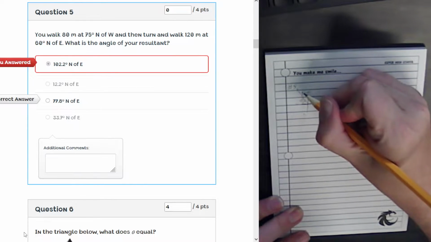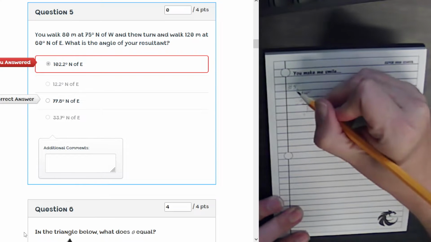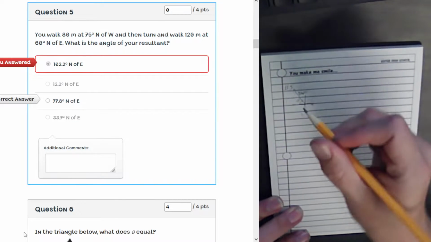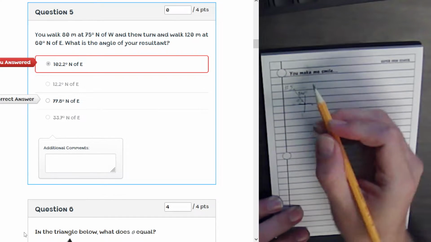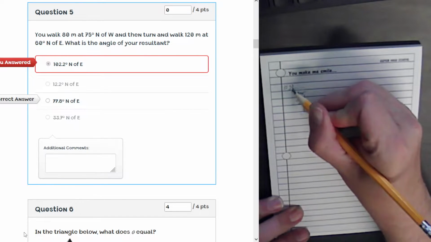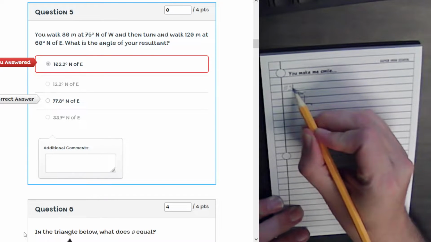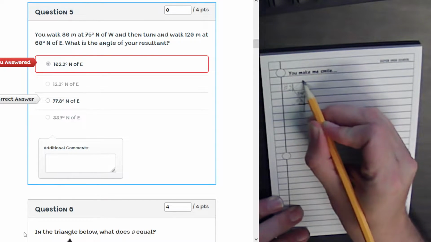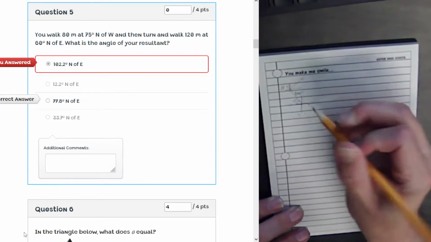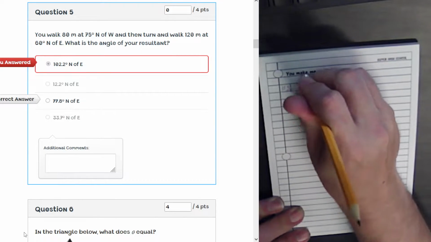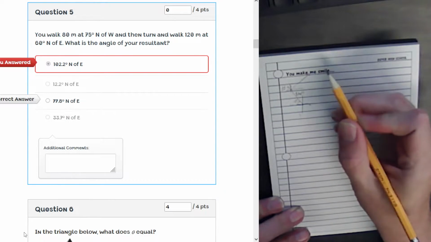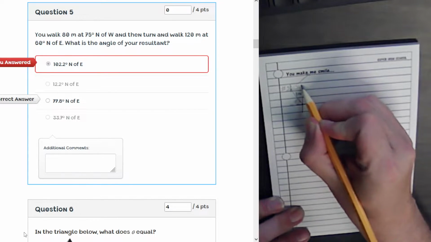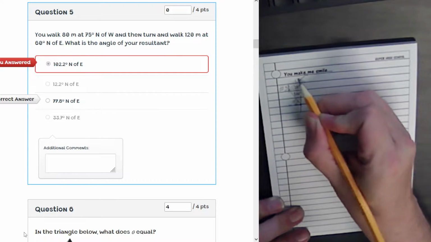Now, then it says you're here and you turn, and you walk 120 meters at 60 degrees north of east. So this thing is right here right now. North of east would be this way. That should be longer, I guess. It's 120. This is 60 degrees, 120.